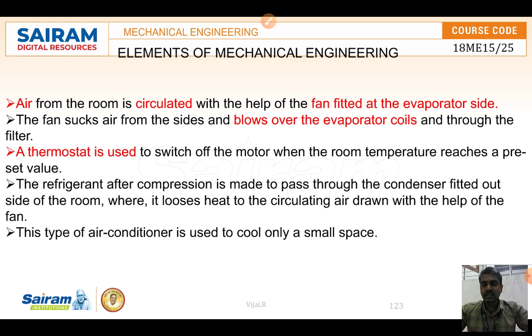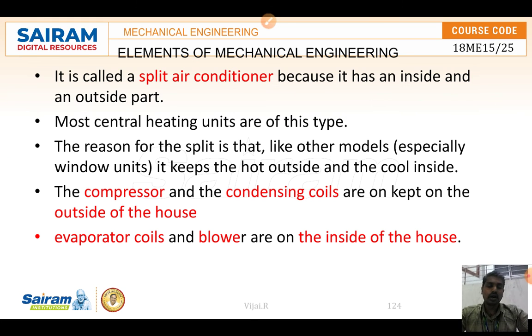The refrigerant, after compression, is made to pass through the condenser. Why is the refrigerant made to pass through the compression? In the sense to increase the pressure of the vapor, so that the temperature also increases. Then it passes through the condenser, where the high temperature is released with the help of a fan outside, which is located outside of the wall. This is how the space is getting cooled. Again, the cold air is rotated inside the room.